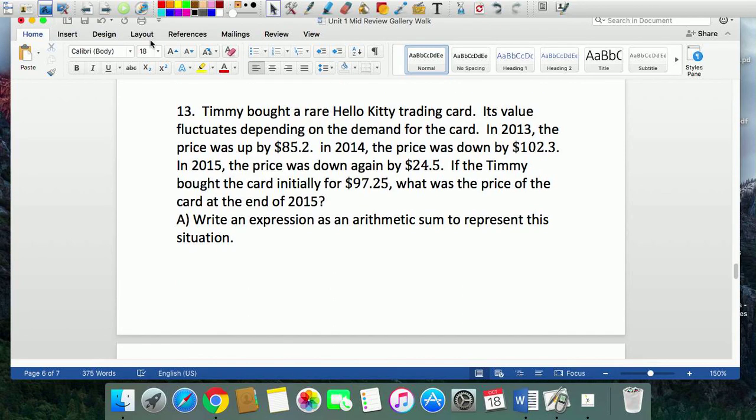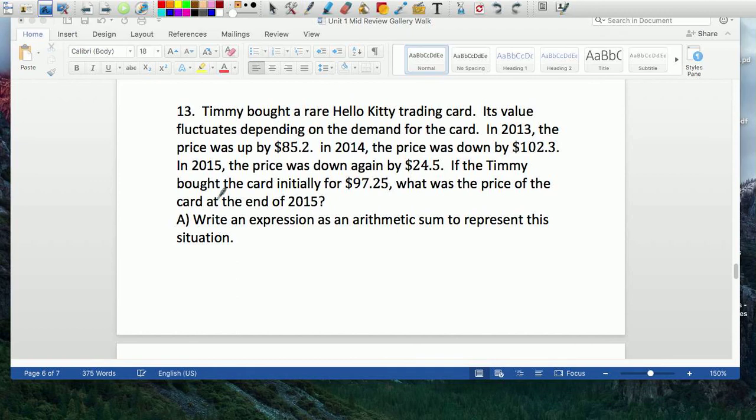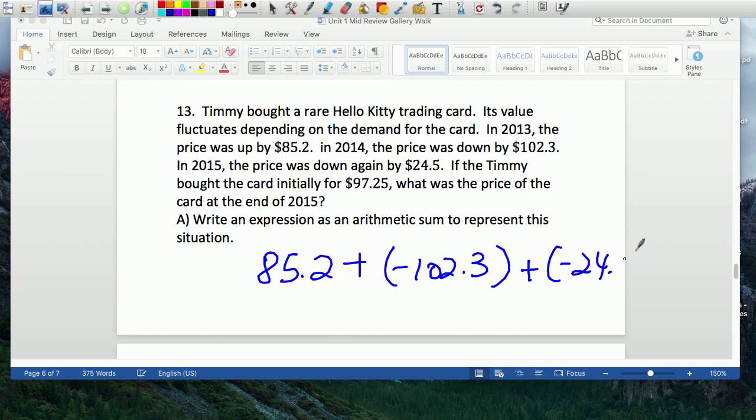So here the card is up, so that's positive, and then it went down, and then it went down again the next year, plus negative 24.5. So that's the first thing you have to do, write it as a sum. Okay, so plus is my operation. Find out what these two are, and then add it to that.